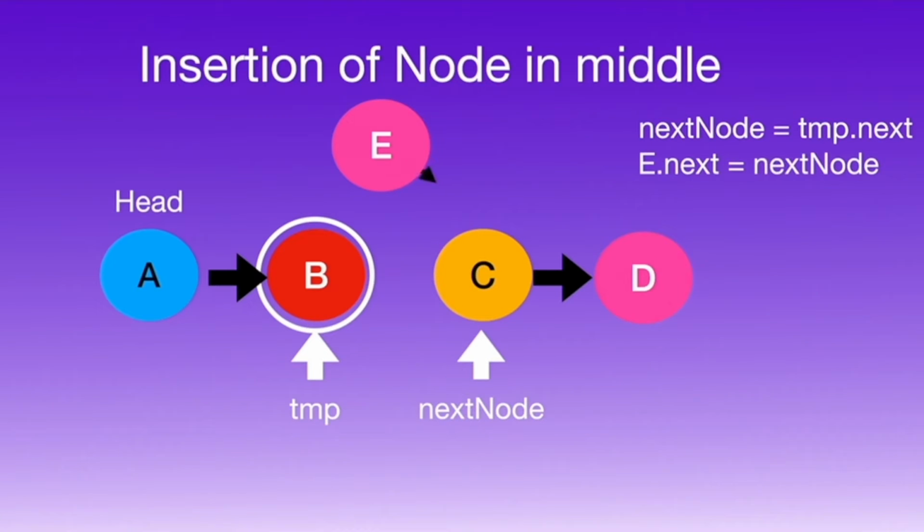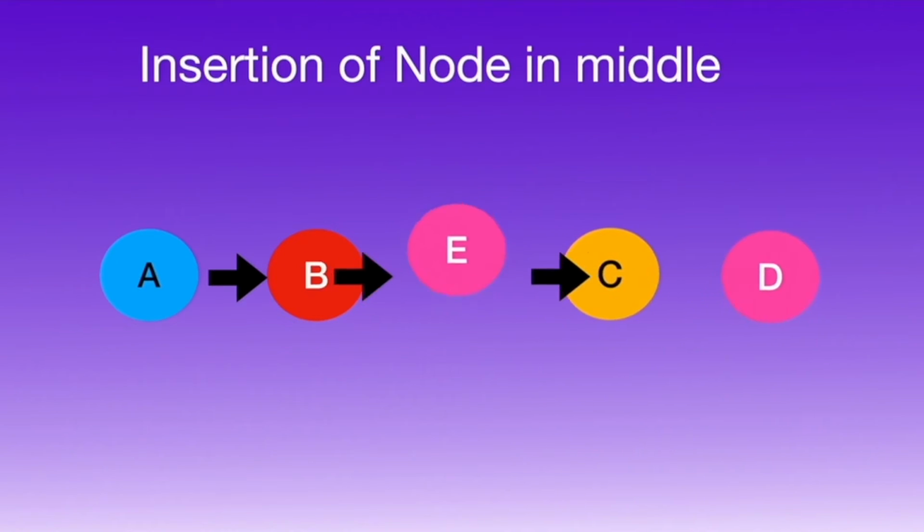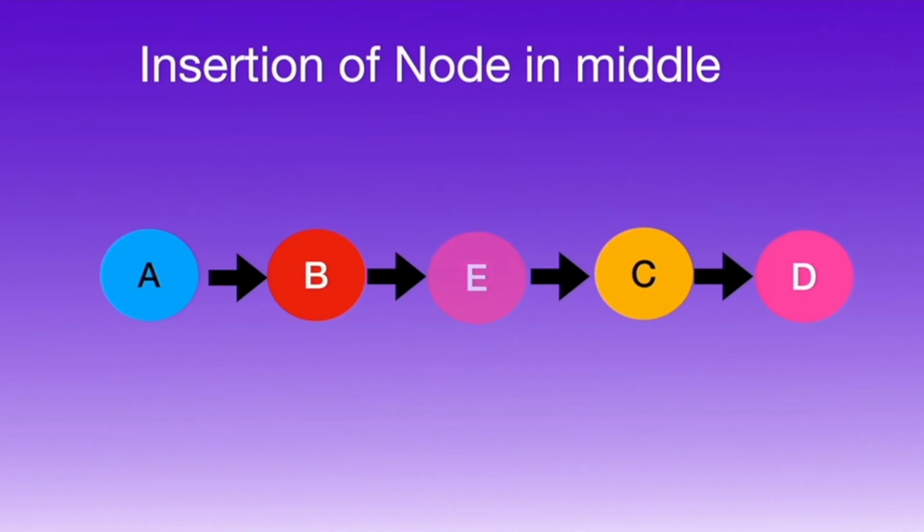Okay, next of E will point to C, that is the next node, and the next of temp will point to the new node. Okay, so in this way we can see that we have created a linked list, and this is our newly created linked list. So in this way we insert a node in the middle of a linked list.